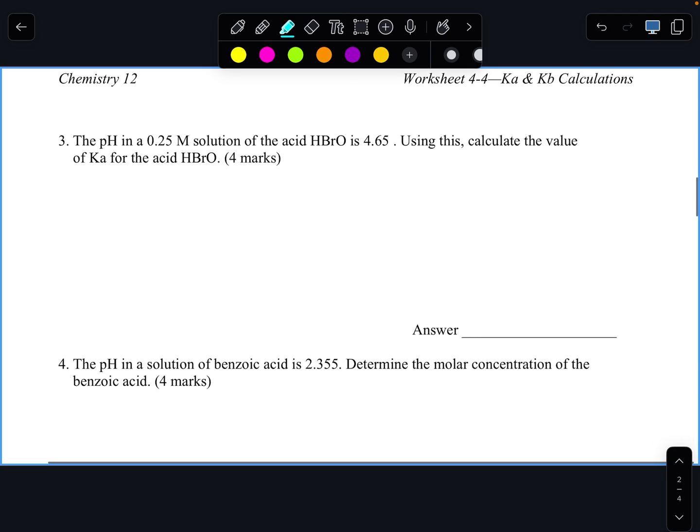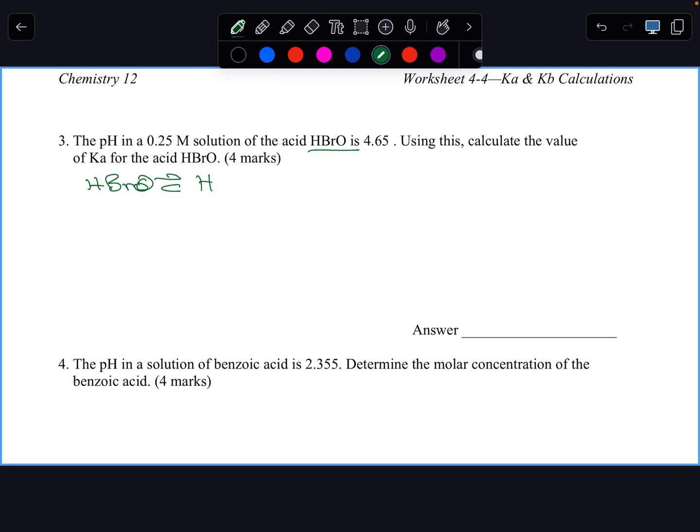One more I wanted to do today. This one's super easy. So here I'm given HBrO. This time I'm going to just go HBrO, and we know that that's going to dissociate into H plus and BrO minus. Do we even care what BrO minus is? We do not. Let's do ICE. This is 0.25. Keep filling out what goes here.